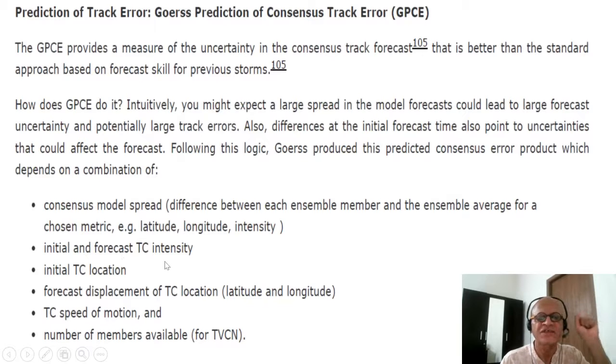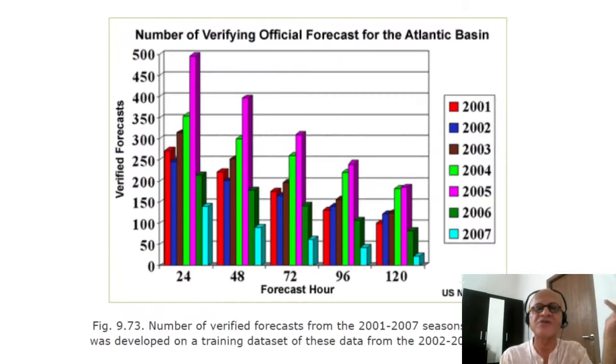Initial and forecast tropical cyclone intensity, initial cyclone location, forecast displacement of cyclone location in terms of latitude and longitude, tropical cyclone speed of motion, and number of members available for the consensus forecast. Okay, so this is an independent estimate of track error.